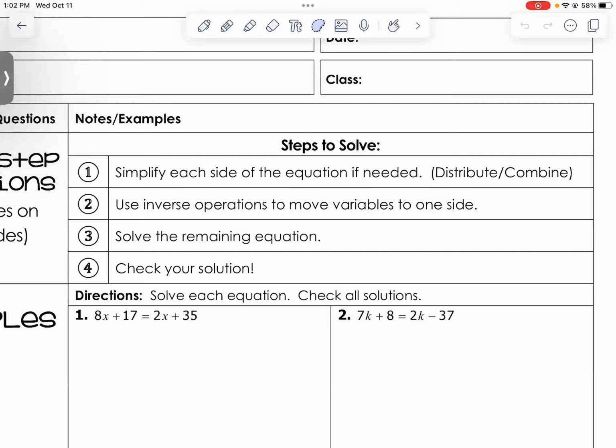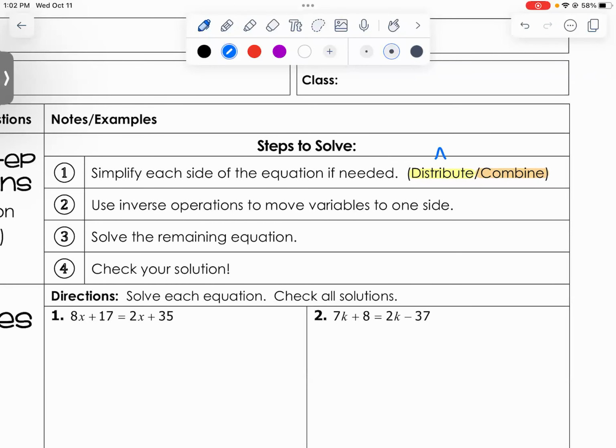Okay, so just like yesterday, we need to first look for opportunities to distribute. Second, we need to look for opportunities to combine like terms. Okay, so that's kind of like A, B, right? First, we look to distribute. Second, we look to combine like terms. Okay.